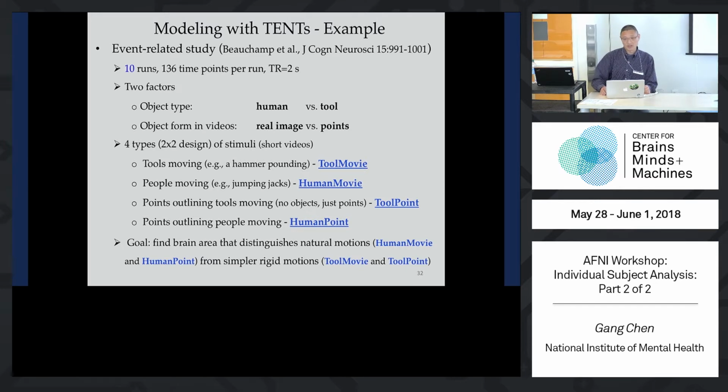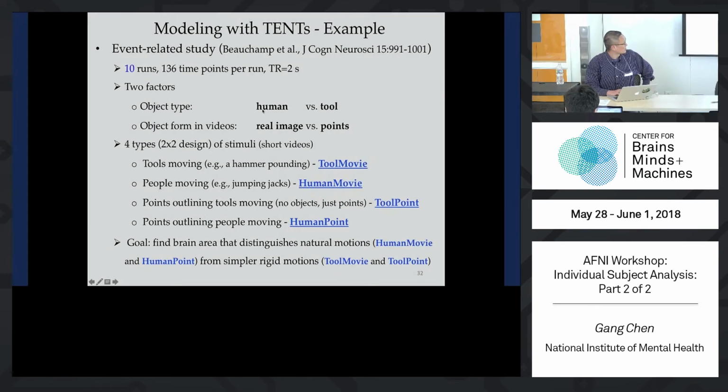The first factor is the video type: it's either a human video or about some tool movement. So that's one way to categorize it. Another way to categorize each video is that it's either a real image or a dotted video image. With the 4 different conditions, basically it's a 2x2, or the 4 combinations. So that's basically the layout of the experiment.